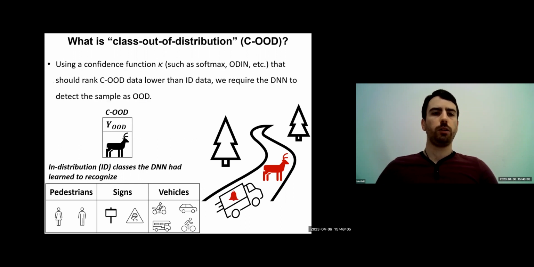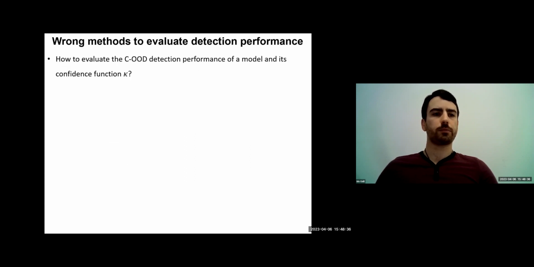The neural network uses a confidence function kappa, such as softmax or Odin, to detect predictions it's uncertain of. This confidence function should rank COD data lower than ID data. Predictions that receive low confidence scores are detected as COD and are treated according to the specific task. In this example, we might expect the autonomous vehicle to activate emergency maneuvers and alert the driver.